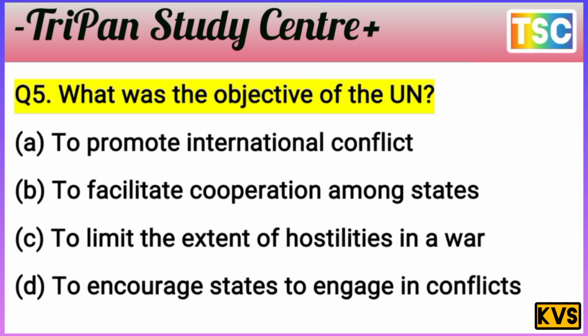You must have a thought of your answer. Let's see what is the answer to this question. What was the objective of the UNA? First option, to promote international conflict. That's nothing here. And to facilitate cooperation among the states, that is the answer. But to limit the extent of hostility in the war, that's not favorable. And to encourage the states to engage in conflict, that is nothing here. But B is the right answer. To facilitate cooperation among states. That's important here.